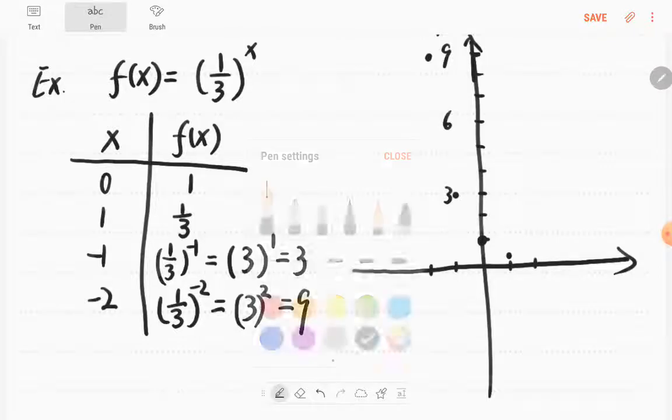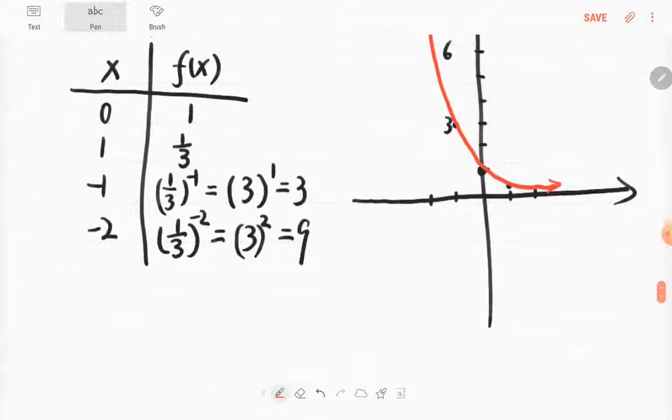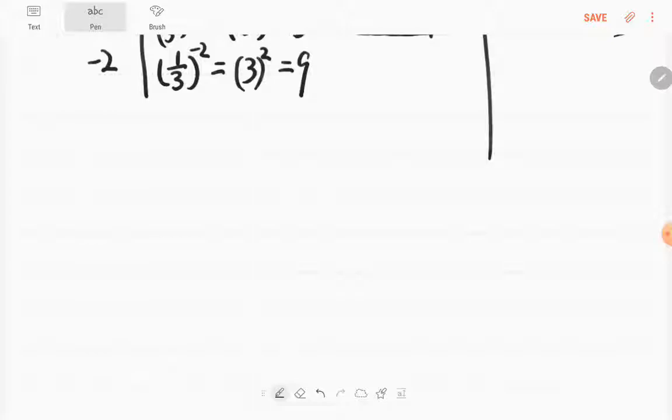Okay, so let's use some red color to connect these points. We know that if you use a smooth curve to connect them, we will never cross the x-axis because the x-axis is the horizontal asymptote. Okay, so the next example is we want to use some properties to solve some simple equations.